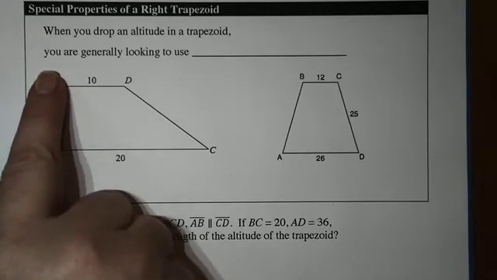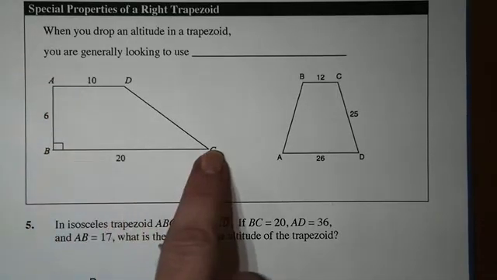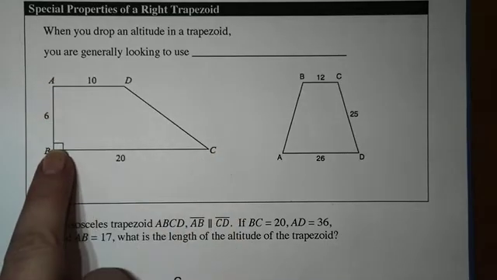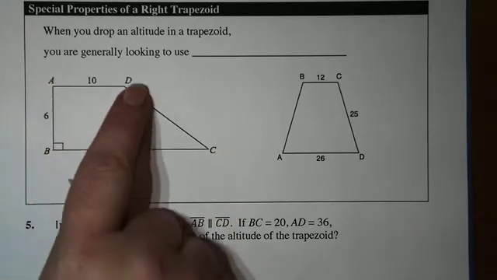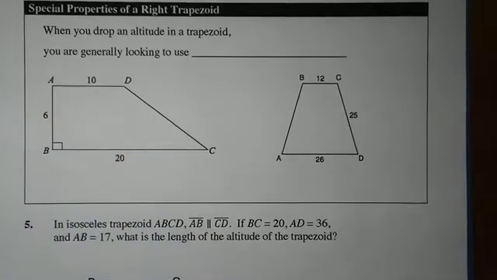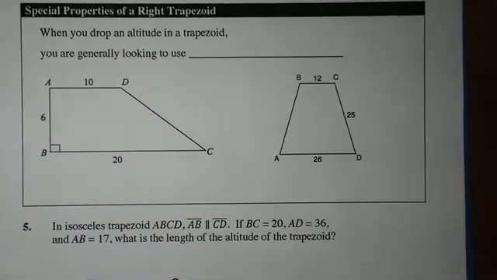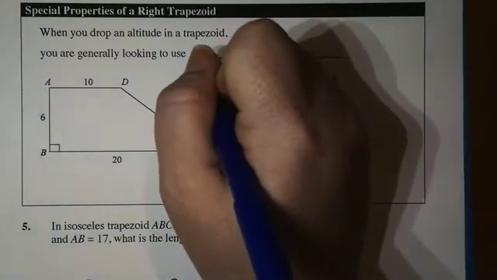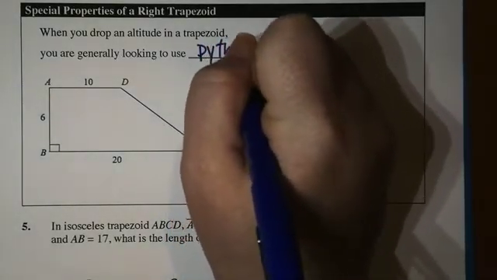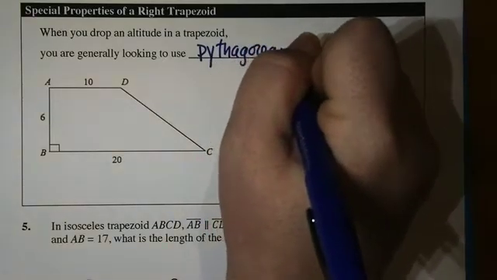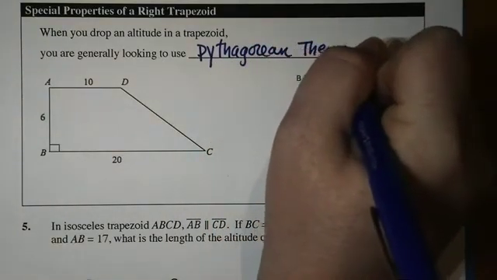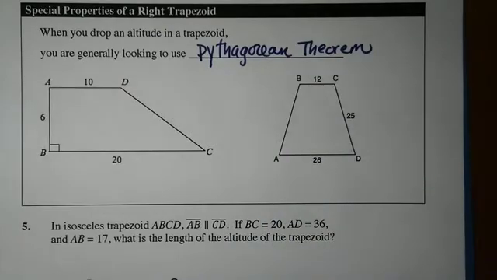So side AB here is perpendicular to BC, so that makes it an altitude. It makes this a right trapezoid. Now, just because we can't really get away from it, if you have any altitude in the trapezoid, we're generally going to be looking to use our Pythagorean theorem. Because if you can turn something into a right triangle, you'll always have those applications.